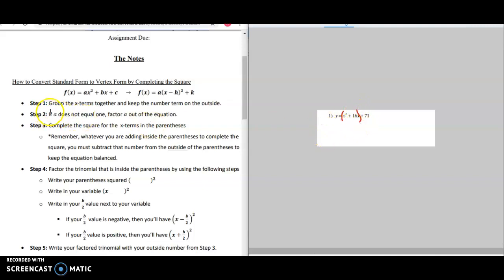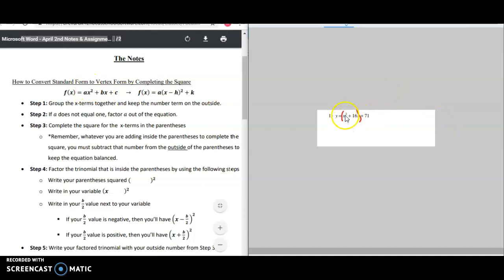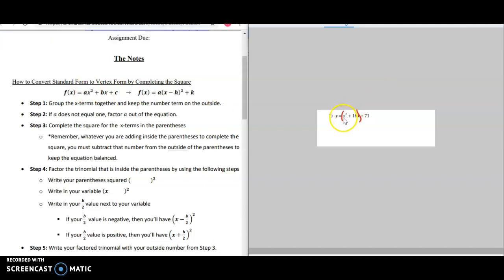Step 2, if a does not equal 1, factor a out of the equation. A is always your first term. My first term here, in front of this x squared, it's not written, so it's assumed to be a 1. Remember, whenever there's an x, if there's no number in front of it, it's assumed to be a 1. So since it is a 1, I don't have to factor anything out here. So I'm going to go down to step 3.